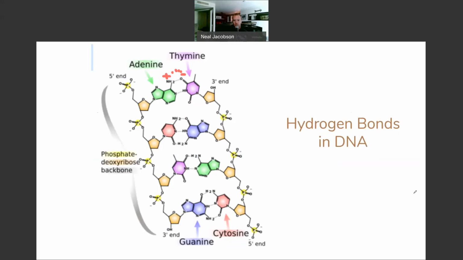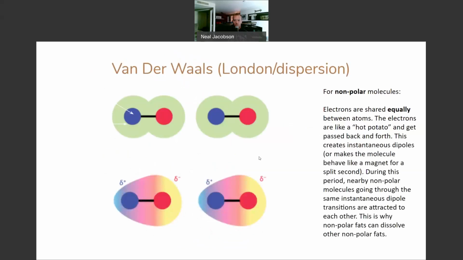Okay, let's carry on. Get rid of my annotations. All right, so here's van der Waals interactions, London dispersion. So this is where we're talking about non-polar molecules. So the question is like, why are non-polar molecules able to dissolve non-polar molecules, right? And this is how. So let me explain what this figure is.